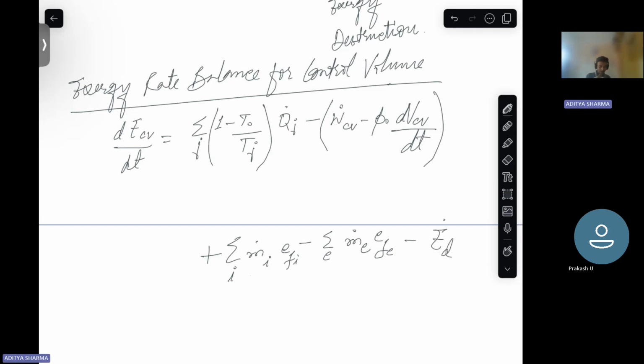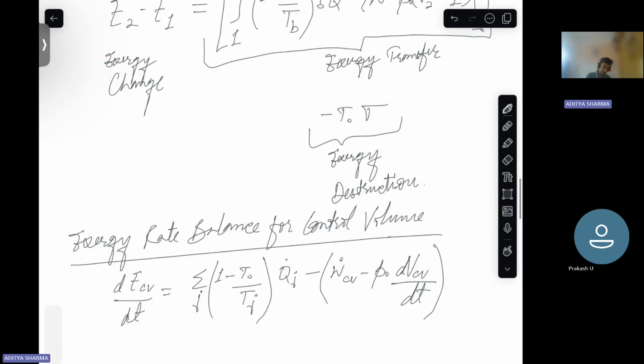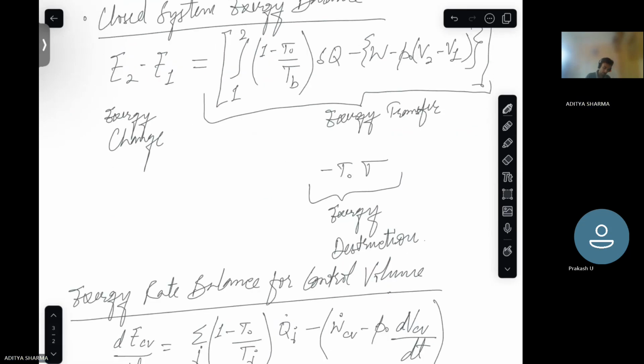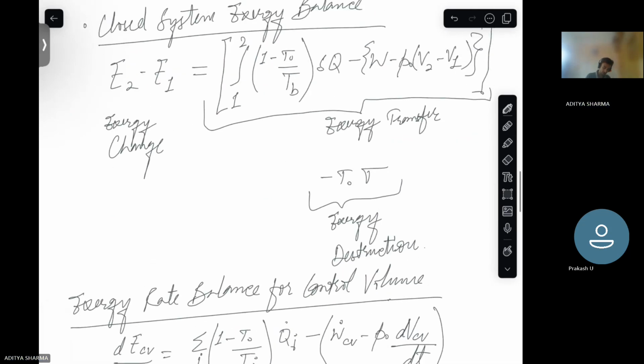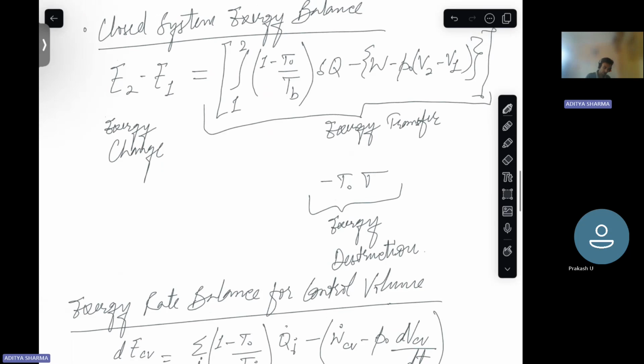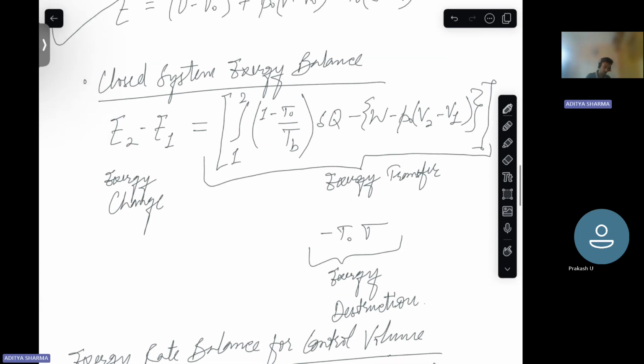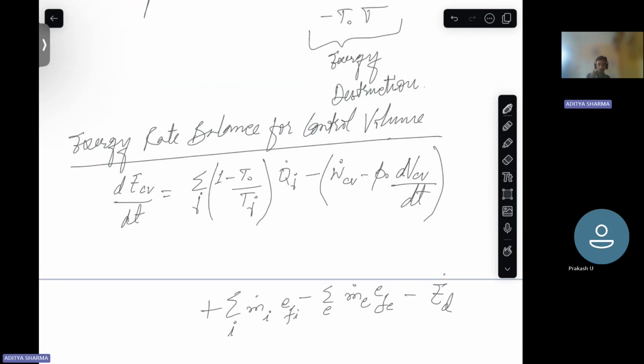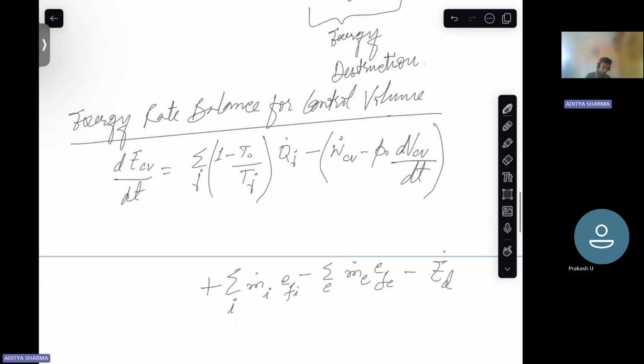So what is the new term in this balance? If we compare with the above balance, the above one we have not done in terms of rate. But here because we have a flow, we have brought the time element also into this topic.